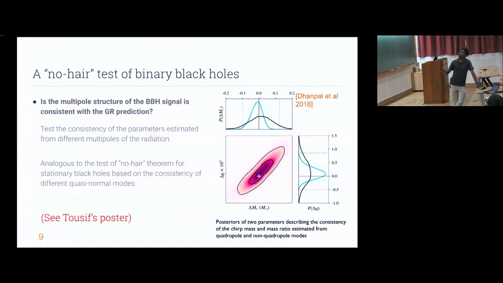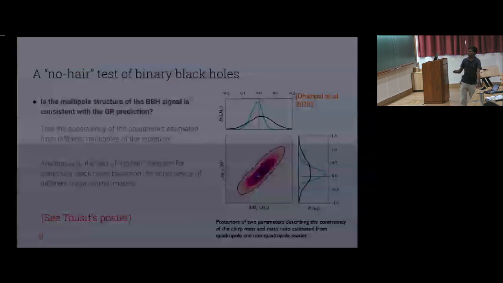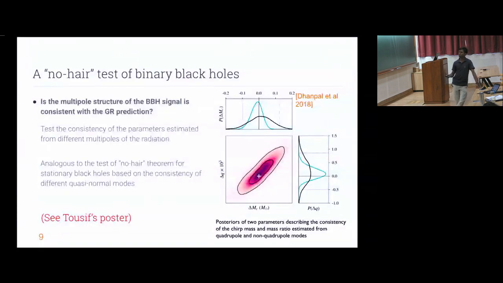So here you can see a sample plot from this paper. Basically, what we have done is that we check the relative difference between the chirp mass and mass ratio computed from the quadrupole mode of the waveform and the non-quadrupole modes of the waveform. Those look consistent. And for more details on this project, please see Tausif's poster.